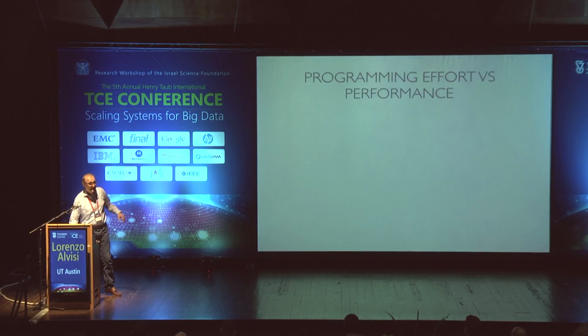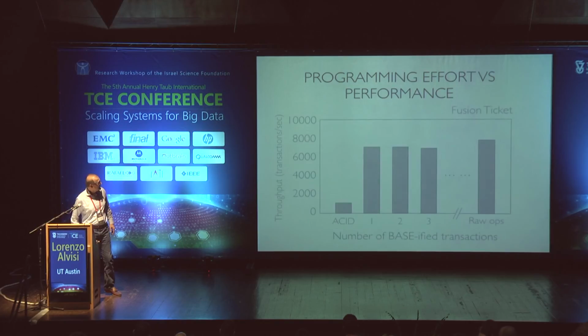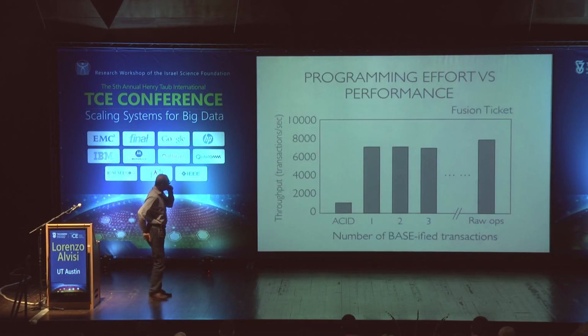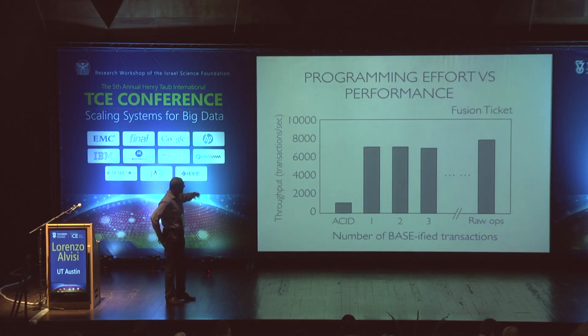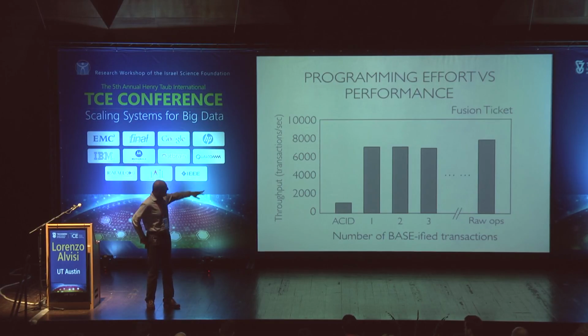This is really the next to last slide. Programming effort versus performance. Here you can see the kind of performance that we are getting in Fusion Ticket, just changing one transaction. This is a system that has tens and tens of transactions. Even just the logic for buying a ticket is 12 transactions. We actually modify one transaction, this performance critical transaction, and we are able to get this level of performance. How good is it? Well, we didn't want to go through the effort of actually BASE-ifying 12 transactions because complexity grows exponentially as you increase the number of transactions that you have to BASE-ify.